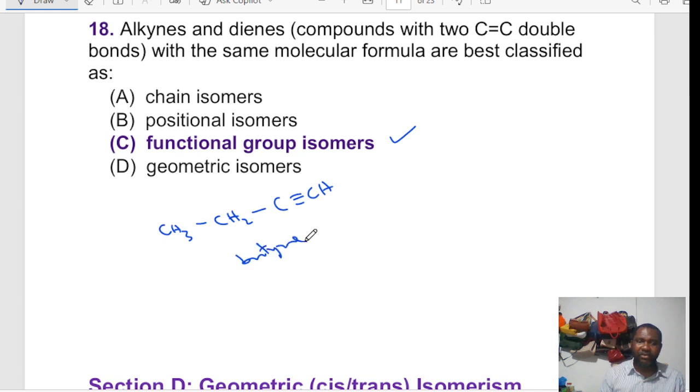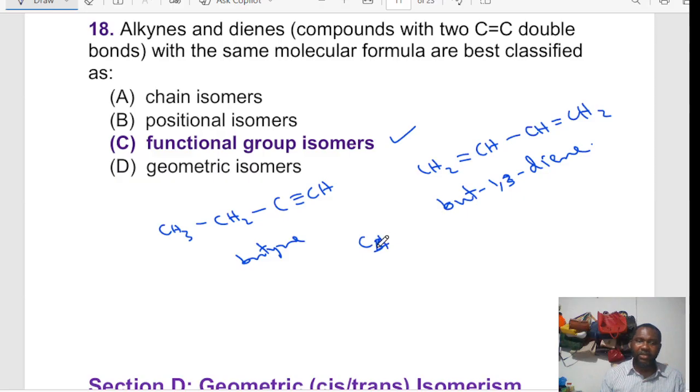Okay, for example, then you could have CH2 double bond CH, then CH double bond CH2. This one here is called but-1,3-diene. That's what that means. If you count it, you notice that both of them have 4 carbons and 6 hydrogens. This is 1, 2, 3, 4, 5, 6. You see? So 4 carbons and 6 hydrogens. So butyne and but-1,3-diene, that means a diene, are also isomers.